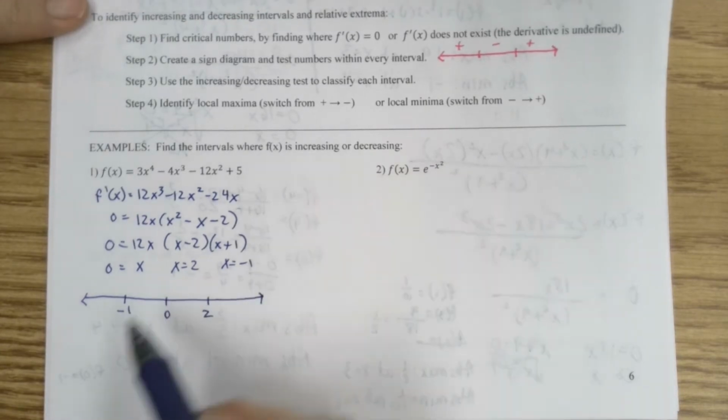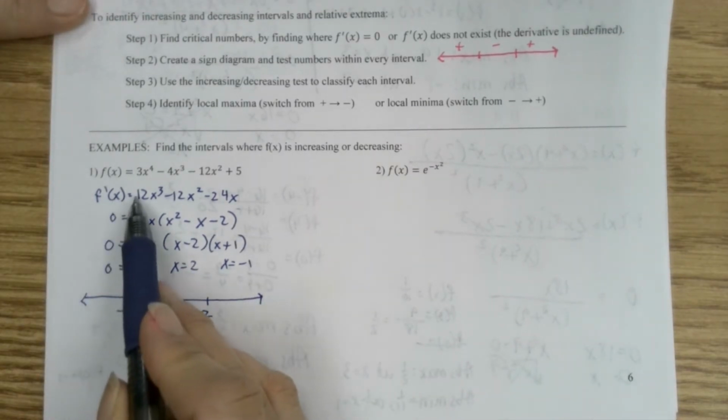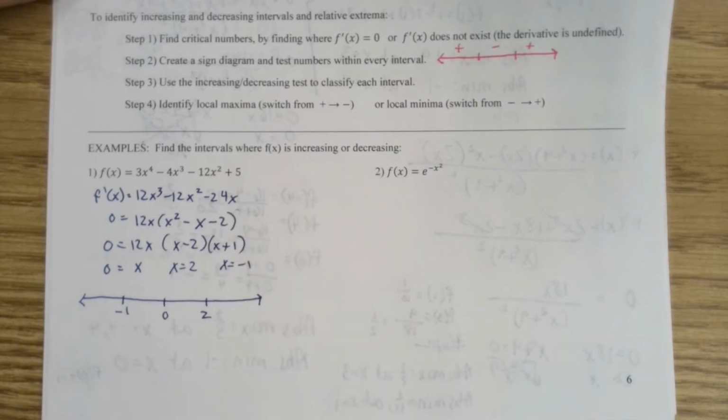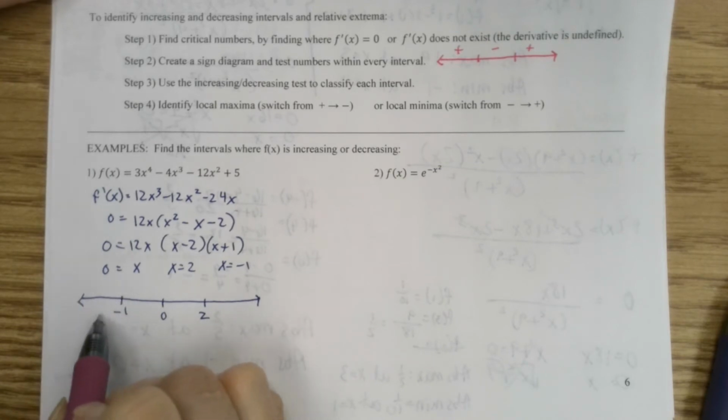So what I'm going to do is grab a number from each of these intervals, and I'm going to substitute it into my first derivative. If I substitute it in here, I have to calculate a numeric answer. I don't want to do that. I'm going to be lazy. So I'm going to substitute into my factored form. So a number less than -1, like -2.